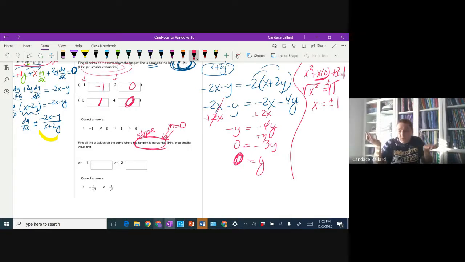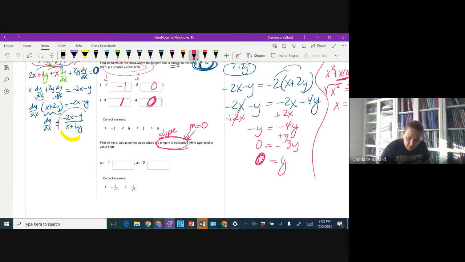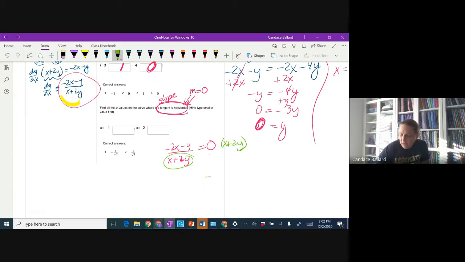So guess what we're going to do? We're basically going to do the same thing we did with the last one, but this time, instead of setting it equal to 2, we're going to set it equal to 0 and see if we can get that solved. So I'm going back to this derivative we had earlier: -2x minus y over x plus 2y equals 0. The first thing I'm going to do is multiply this to the other side. Guess what happens? 0 times that mess is just 0. So I really get -2x minus y equals 0.